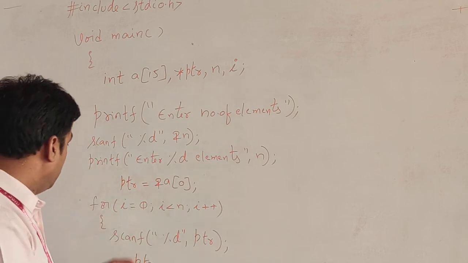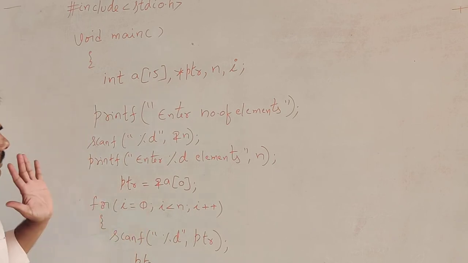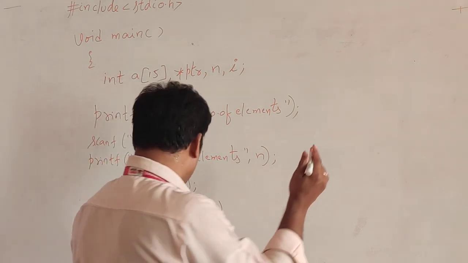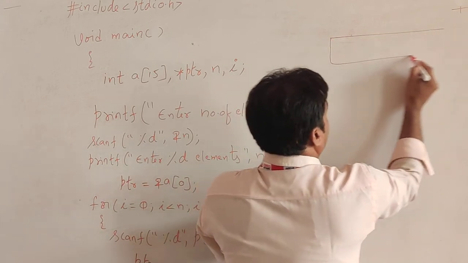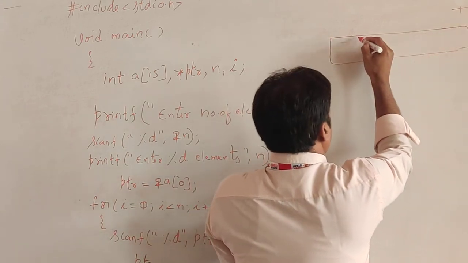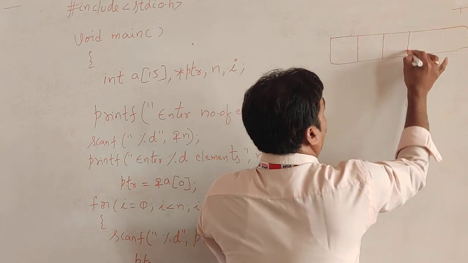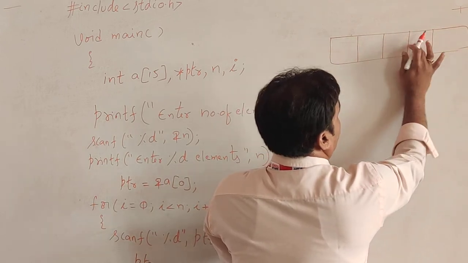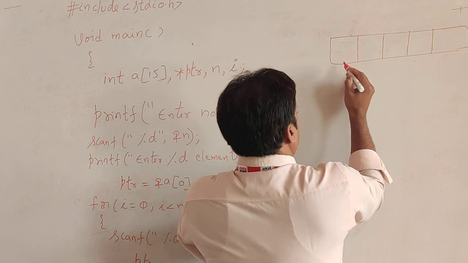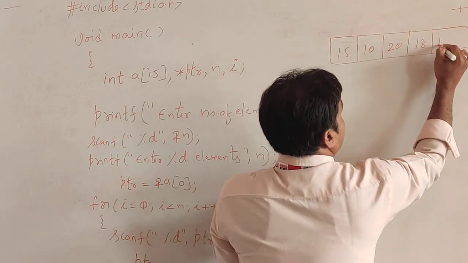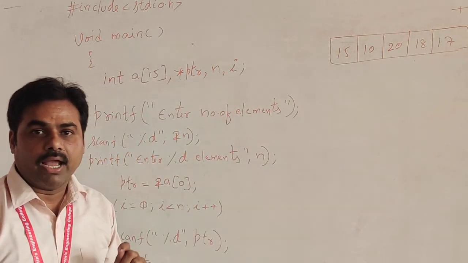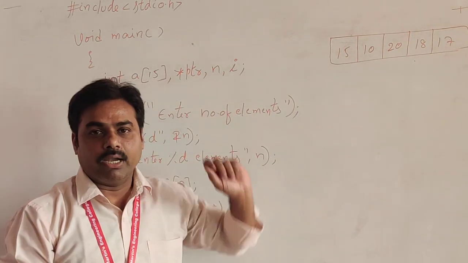So, reading is done. What will happen up to this point? Exactly inside the computer, some array is there, for example, assume a one-dimensional array. It can hold five values, 1, 2, 3, 4, 5, right? Maybe 15, maybe 10, maybe 20, 18, 17. Different values will be used in the one-dimensional array.